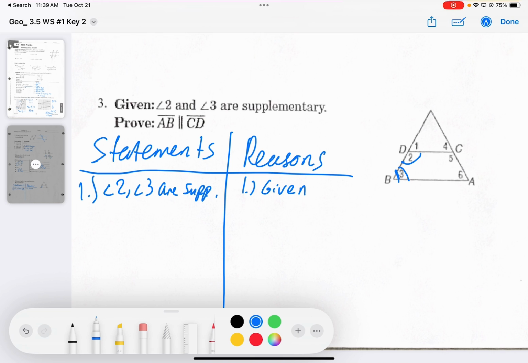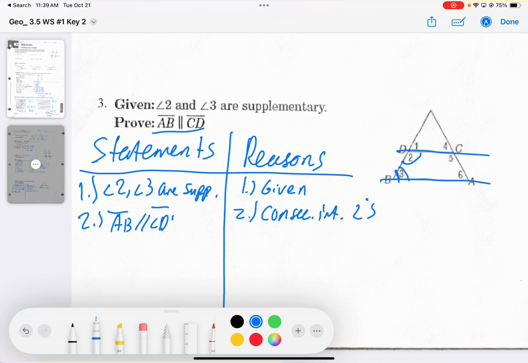Well, if we know the consecutive interior angles are supplementary, then what's that mean about lines? The lines it's connected to, they should be parallel, right? Well, which lines would that be? CD and AB. Isn't that what I wanted to show here? Oh, so we did it. We did it, guys. We did it. AB parallel to CD. Because Oliver told me they were consecutive interior angles, supplementary, imply parallel lines.